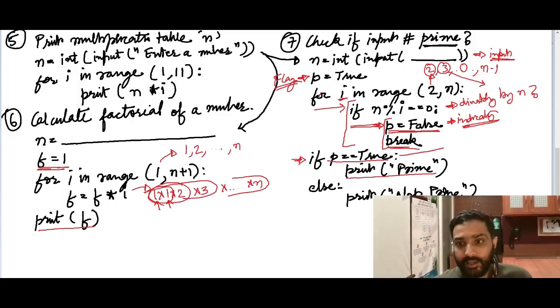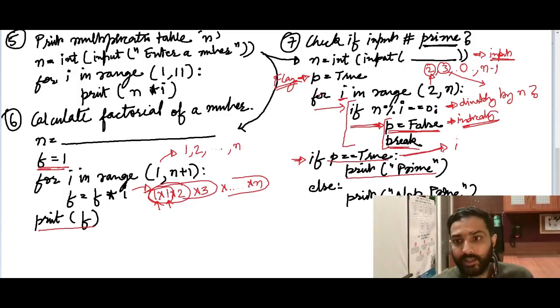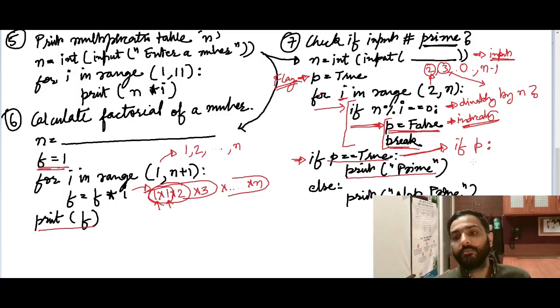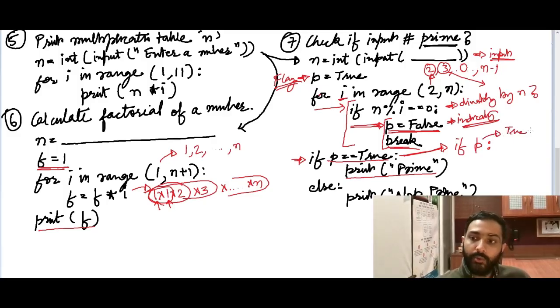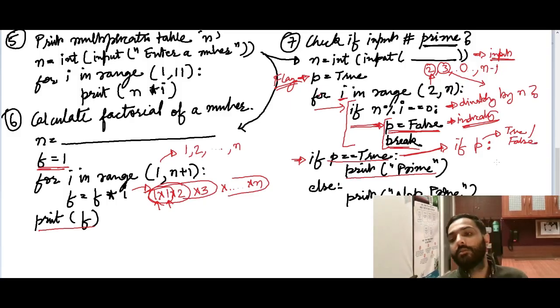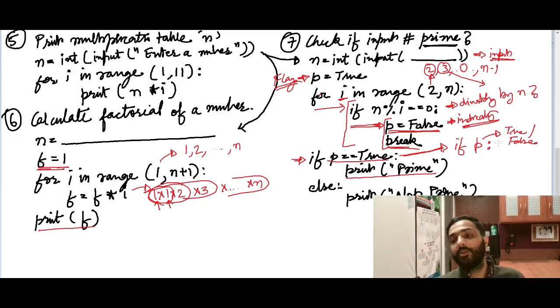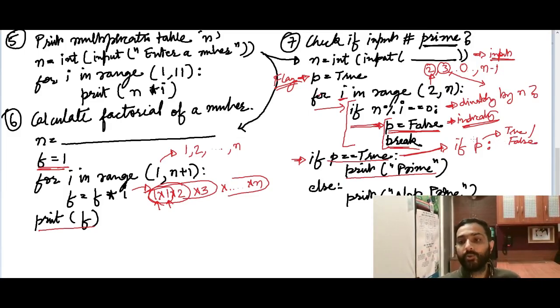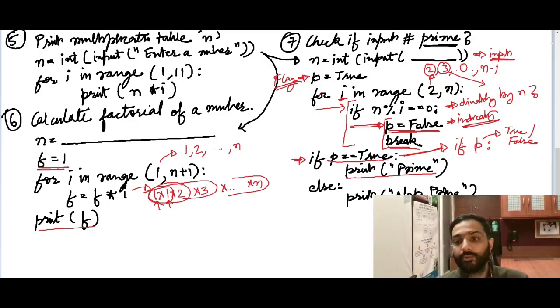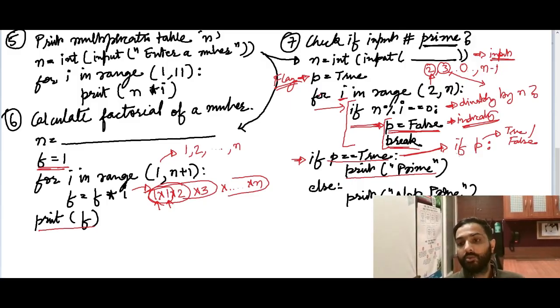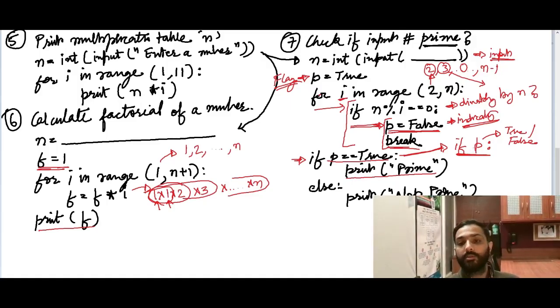Another thing you can do in this place is simply write if p. Why? Because the value of p can be true or false, which is a logical or boolean output, the same as a condition output, true or false. So we can replace this condition with this simple line: if p, meaning if true or if false.